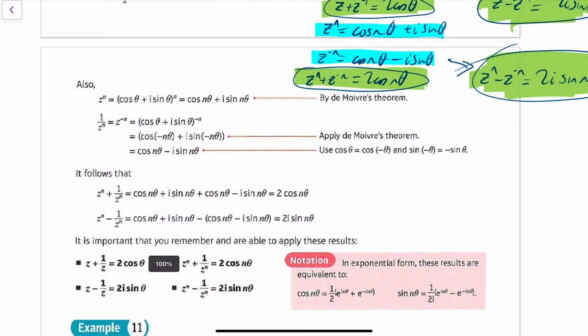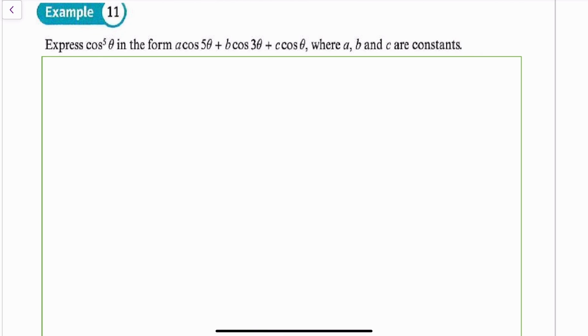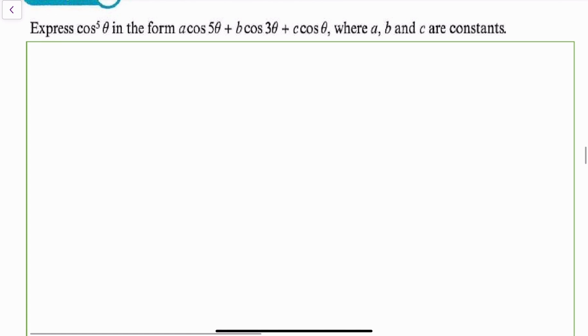Okay, we're going to look at an example here. It says express cos to the power of 5 theta in the form a cos 5 theta plus b cos 3 theta plus c cos theta, where a, b, c are constants. No idea, so let's get started and we will soon find out. It's maybe not as difficult as it looks.